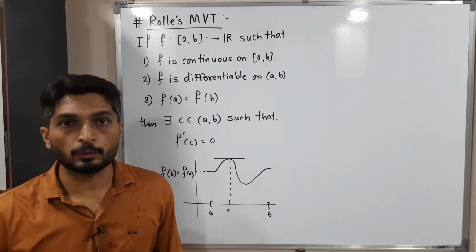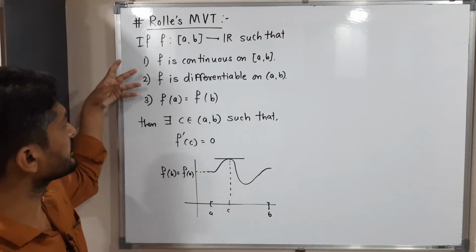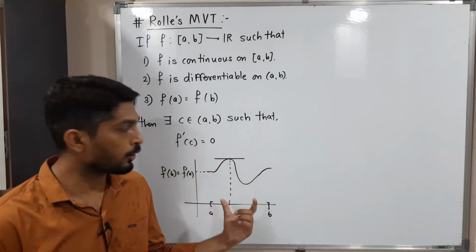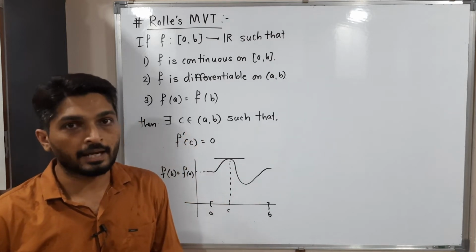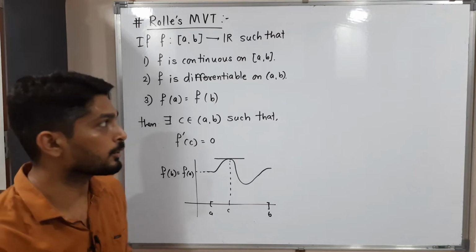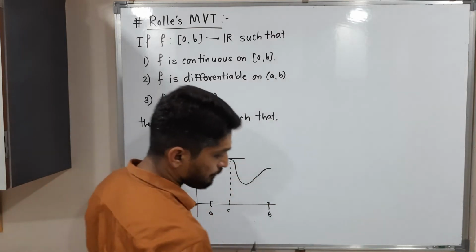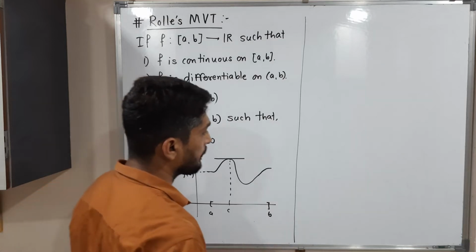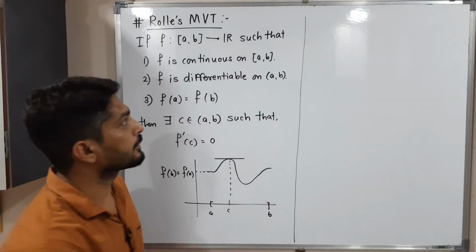So let us start to prove this theorem. We have these three statements and with the help of that we have to prove there exists some point c belonging to open interval (a, b) such that f'(c) = 0. So let us start the proof. Okay, so let me write the given information.